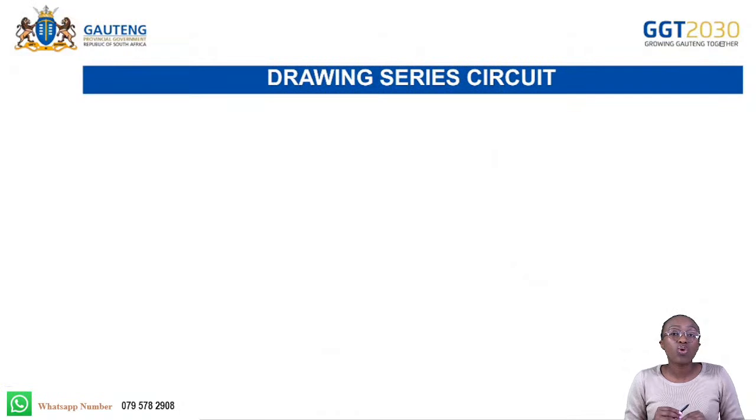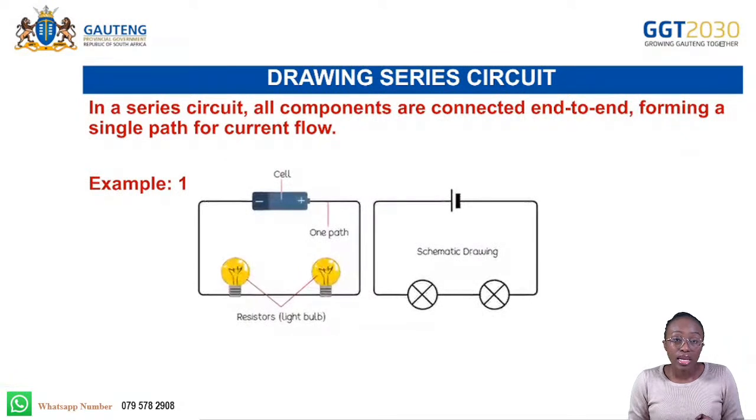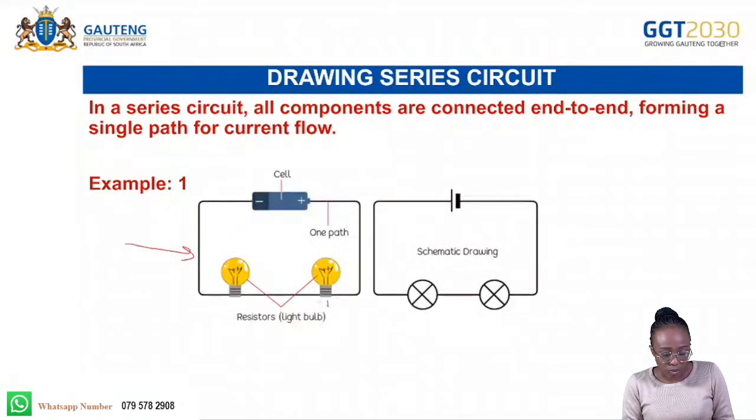So now that we know the general structure of the series circuit, let's draw a series circuit. We said in a series circuit, all components are connected end to end, forming a single path for the current to flow. Let's look at the first example. So this will be the drawing. We've got light bulb 1, light bulb 2, we've got our energy source, and we've got our pathway or our conducting wires.